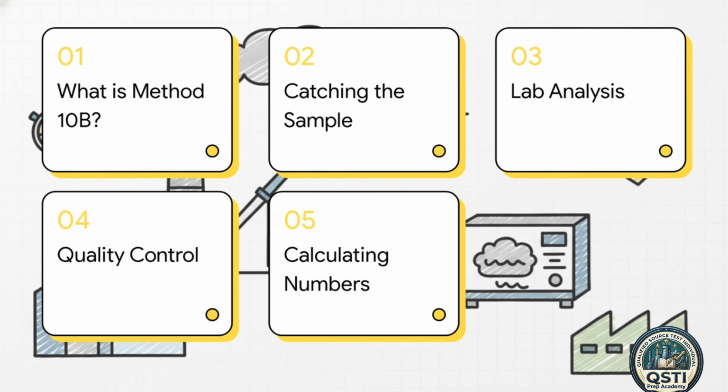To really understand this, we're going to follow the exact chronological journey of a single gas sample. We'll start with what Method 10B is, then move to catching the gas sample, lab analysis using GC and FID, quality control and calibration, and finally, calculating those hard final numbers.